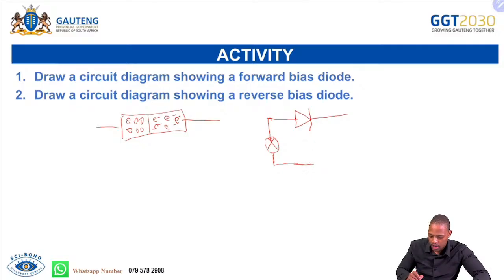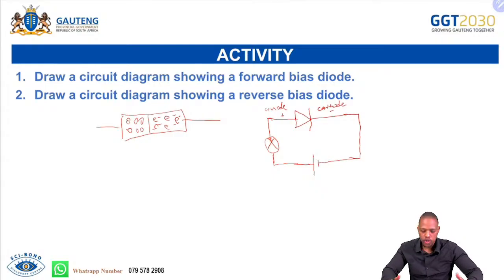For us to connect that such that it is forward biased, we must connect the P type, which is the anode here. So we'll have our anode this side, and it must be connected to the positive terminal. And then you are going to have the cathode here, which is negative, and it must also be connected to the negative terminal. So our simple circuit that shows a forward bias diode should look something like that, grade 12.